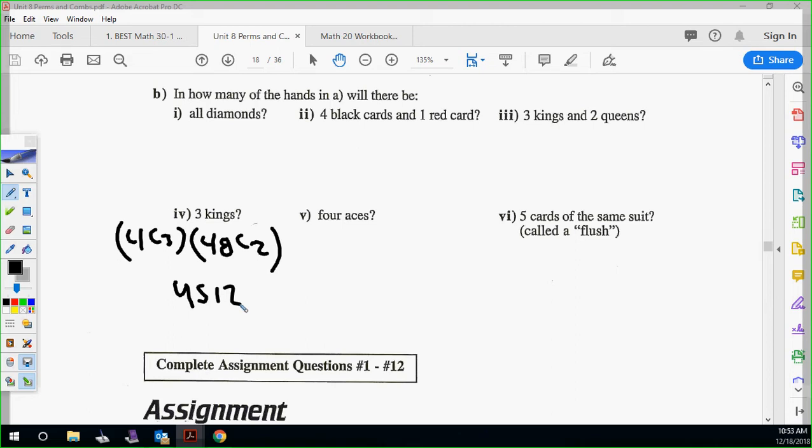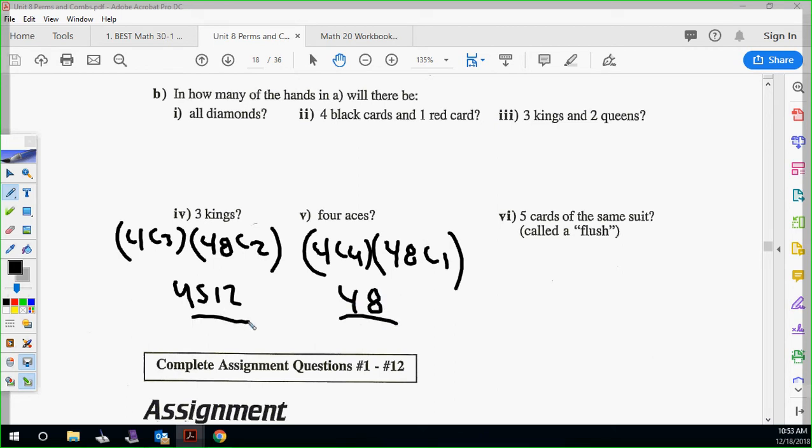Okay, 4C4, and then 48C1. That's 48. Getting 4 of a kind is much harder. See, that's a smaller number of chances, and this is more. So you see 3 of a kind is definitely easier than 4 of a kind.